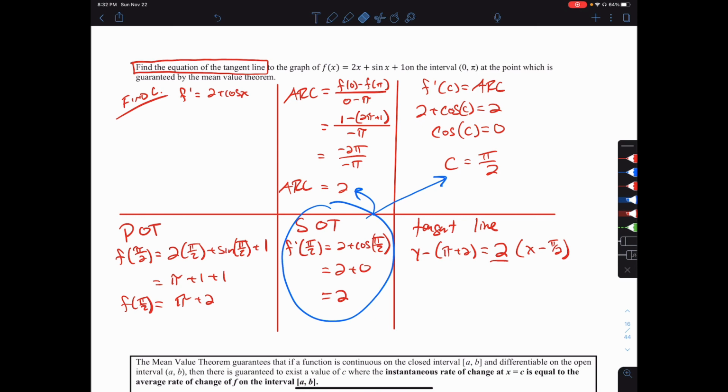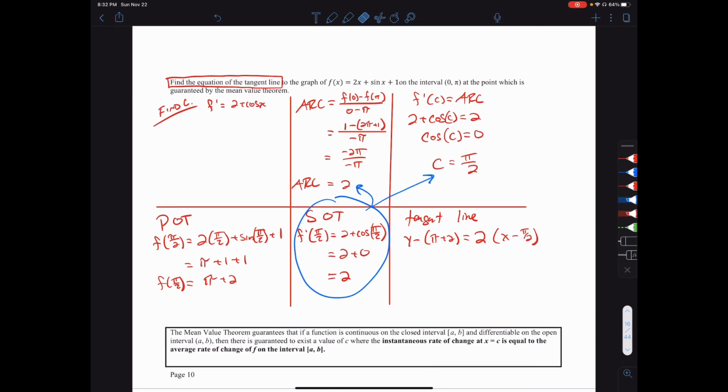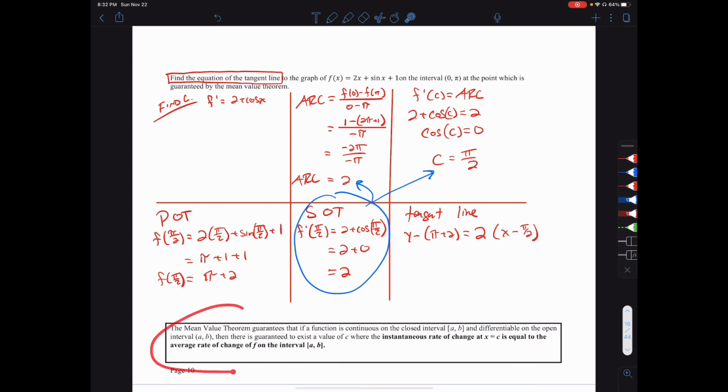Oh well. So that concludes the mean value theorem. And I just have it listed down here again for emphasis.